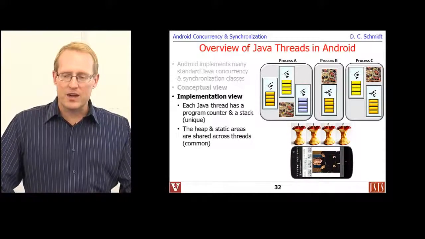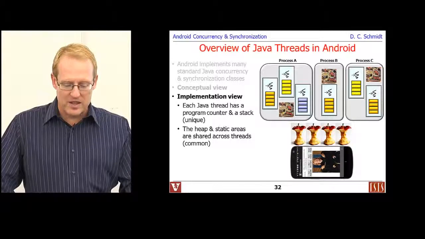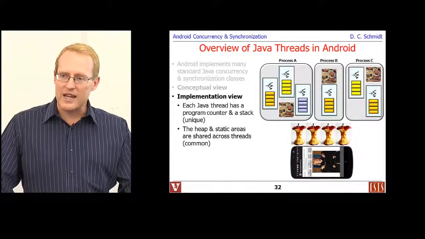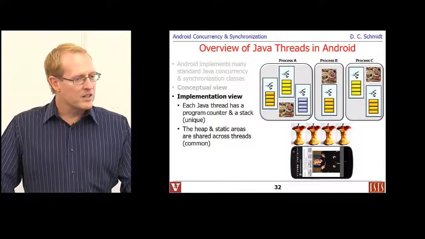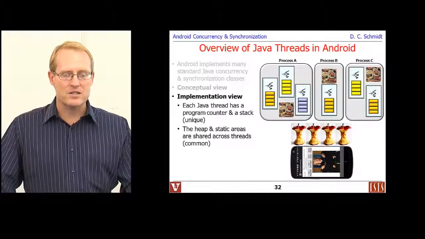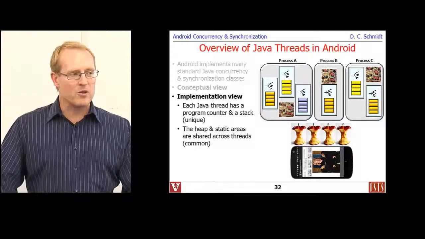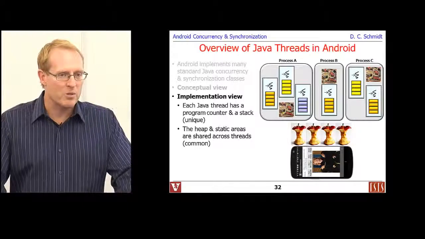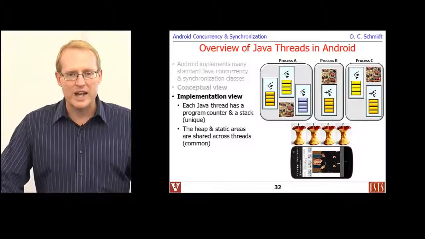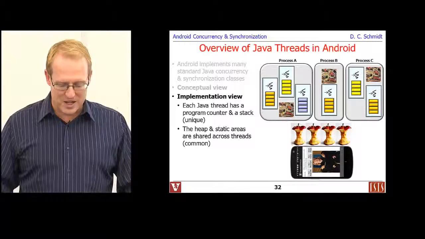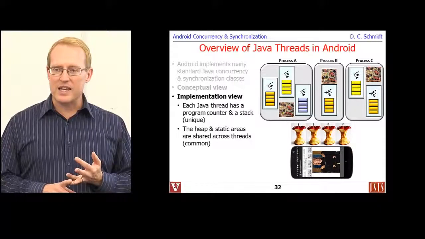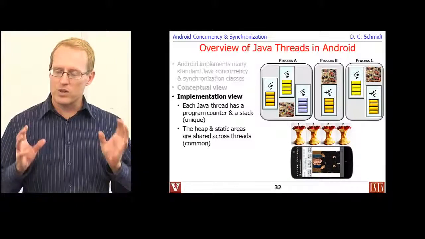So these are the unique characteristics, and then there are also some other things that are shared. So the static data, the heap data, those things are shared within a process. Not across processes, but within a process. There's also some other Android stuff that you can do for shared memory we'll talk about much later in the course. For right now, we're going to pretend that doesn't exist for this discussion. So heap and the static areas are shared across threads within a process.